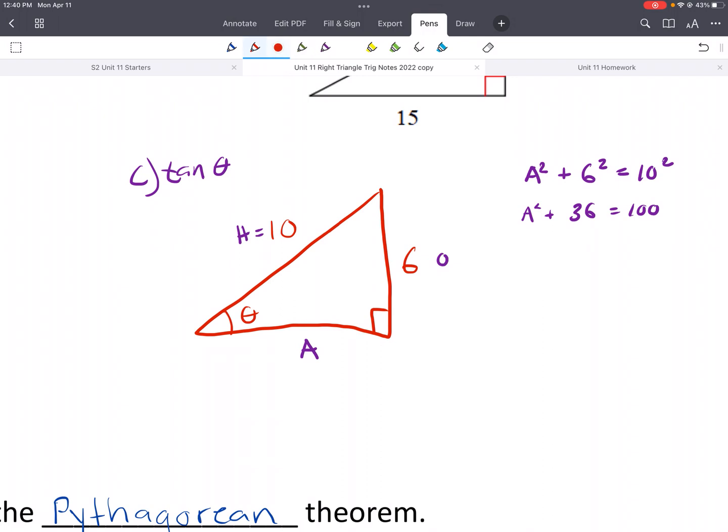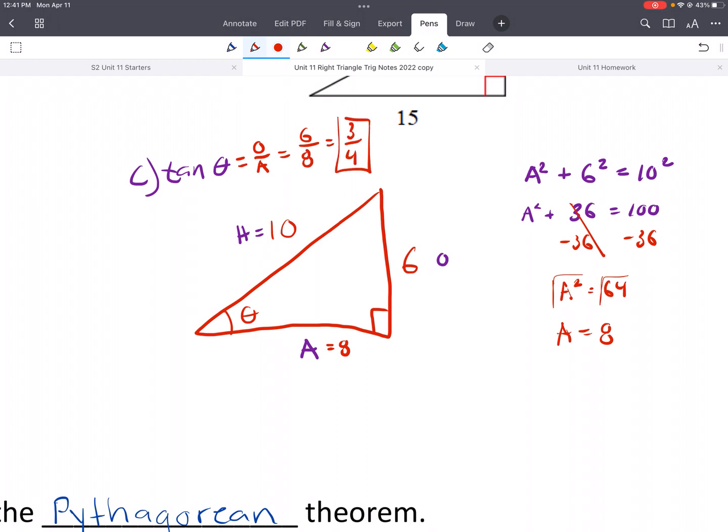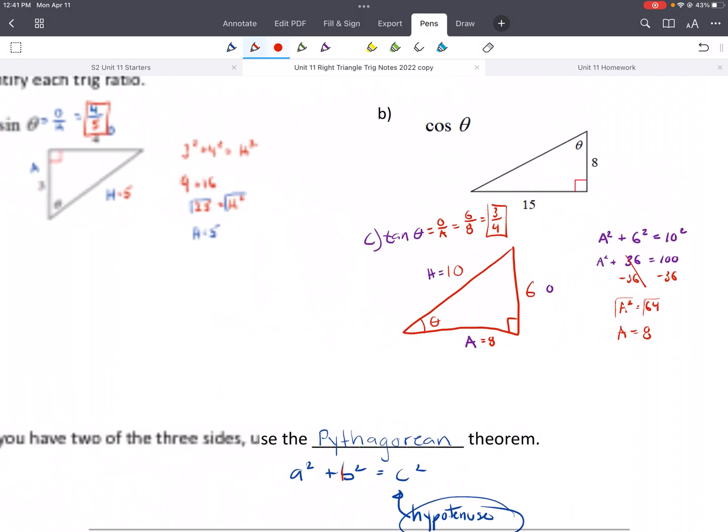And then we want to get a by itself. So 36 subtracted from both sides, we get a squared equals 64. And then we'd square root both sides and we'd get a, our adjacent side, is equal to 8. So then we could write down our ratio. SOHCAHTOA, OA, and then O is 6 and A is 8, and we just simplify it, 3/4. Okay, so there's just 2 examples. Those are the 2 types that you could run into: maybe the hypotenuse is missing or maybe one of the legs is missing.